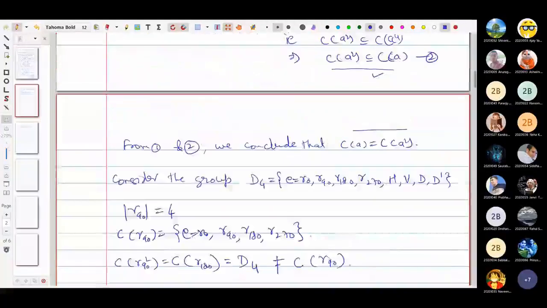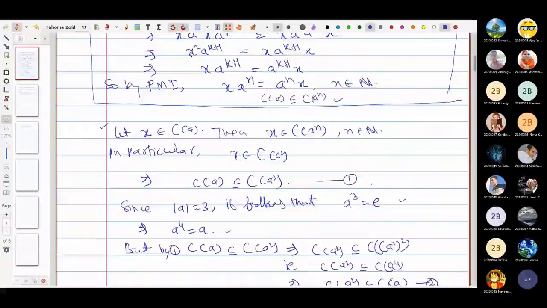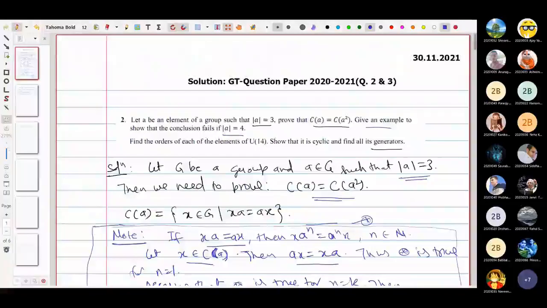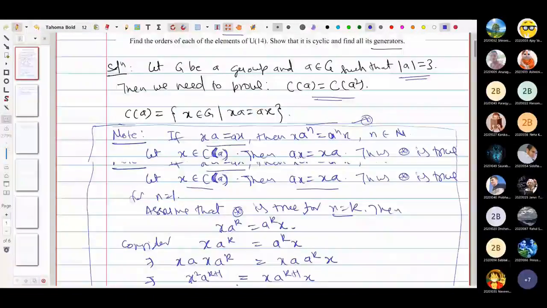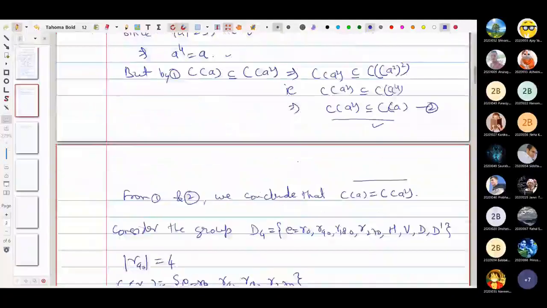I think there are some more parts. Find the order of each element of U14, show that it is cyclic, and find all its generators. I think you can do this.